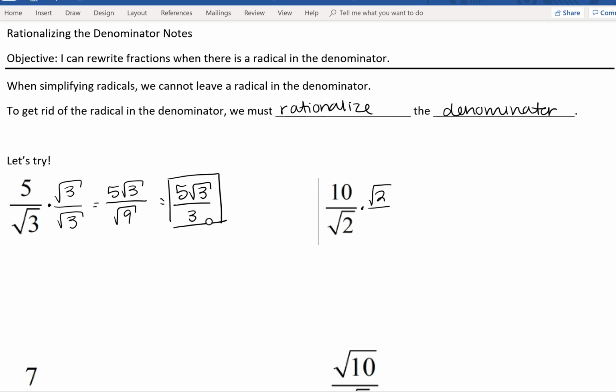So we're just going to multiply by the radical top and bottom, multiply straight across. Those aren't like terms, so you can't multiply the 10 and the 2. These are like terms. 2 times 2 is 4. Square root of 4 is 2. Now this one we can go a step further because we can simplify these numbers here. 10 divided by 2 is 5. You just want to simplify it as much as possible.